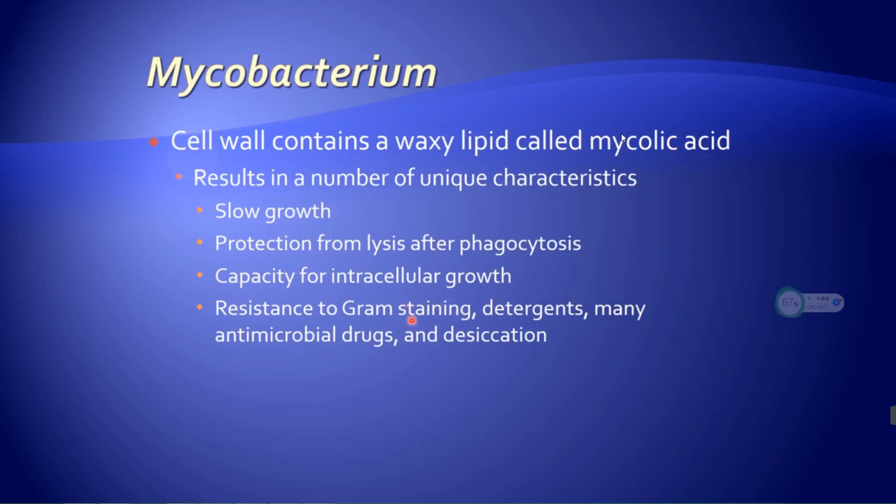Very resistant to the gram stain because of the mycolic acid. So in fact, we don't use the gram stain at all to essentially diagnose this Mycobacterium tuberculosis. We use what we call an acid fast stain, that procedure. So it's very resistant to gram stain, very resistant to detergents, and many antimicrobial drugs, and that's a problem. As well, desiccation.